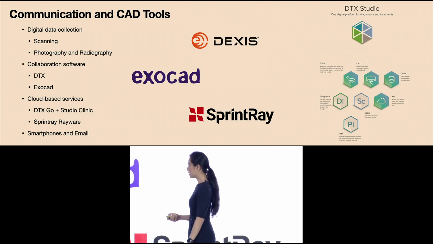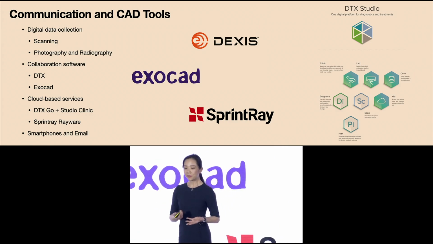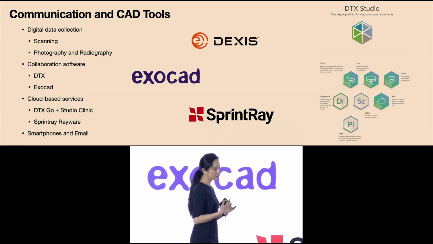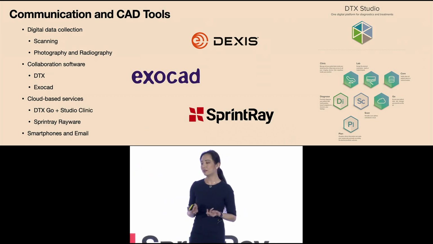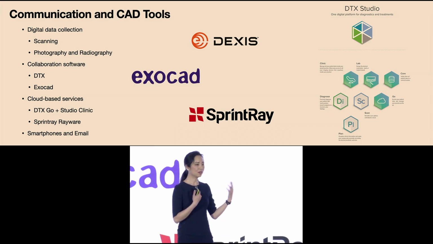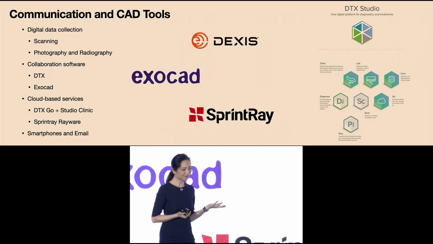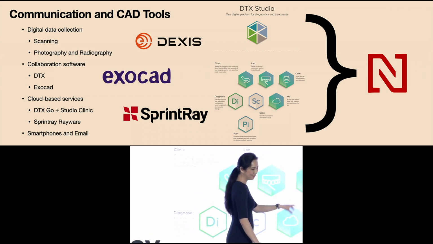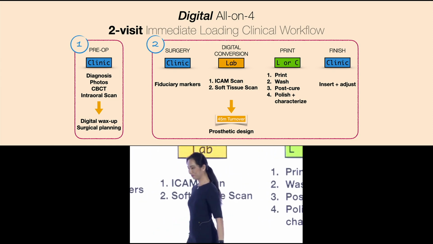So when it comes to communication with labs, if they don't have to be local anymore, we just need to make sure we have really good digital data, from scanning to photography, and making sure that we have software that allows us to best communicate with the technicians we're working with, and in my case, we also communicate with the surgeons as to where the implants need to go. So if we look at this, it's actually all under the Nobel family in terms of product line, and I'm going to show you how it all comes together.